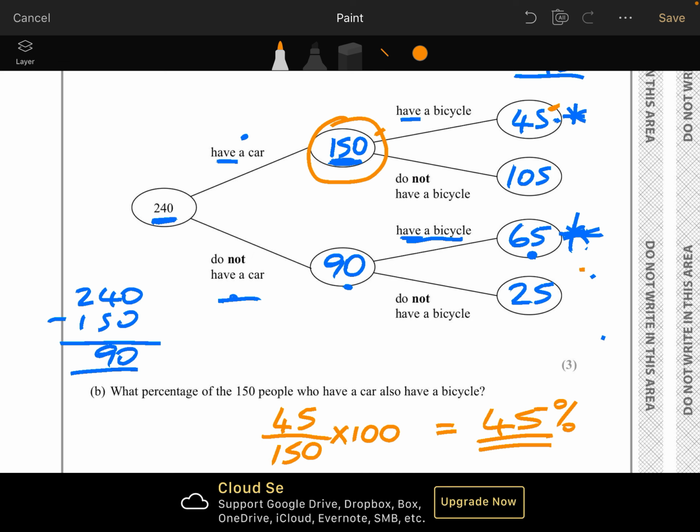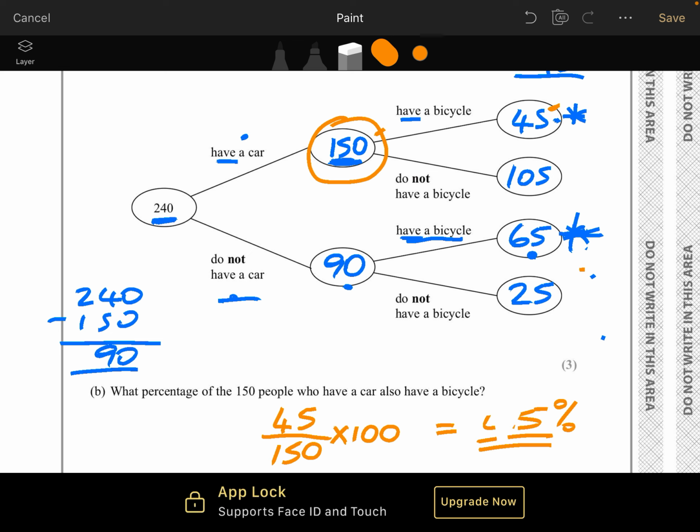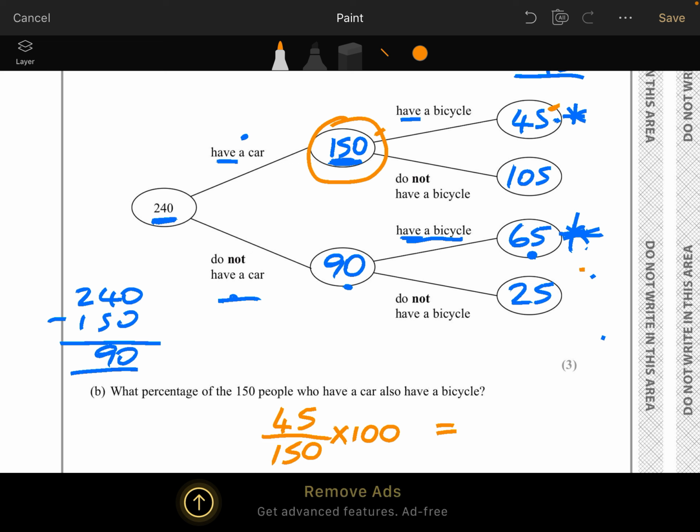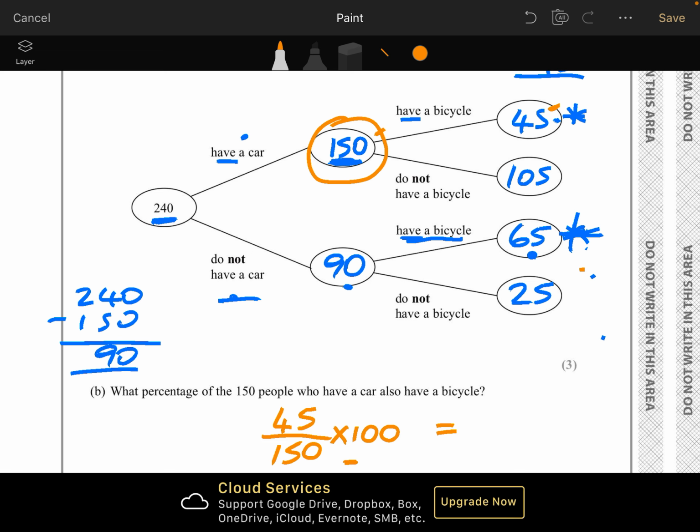Is that correct? Have I done that right? 45 divided by 150 times by 100. I think I did a typo. Yes, I did a typo in there. I didn't spot that. It just didn't look right. So I put 100 at the bottom by accident. So make sure that what you've written down is exactly what you've put in your calculator. So that will give you 30%.